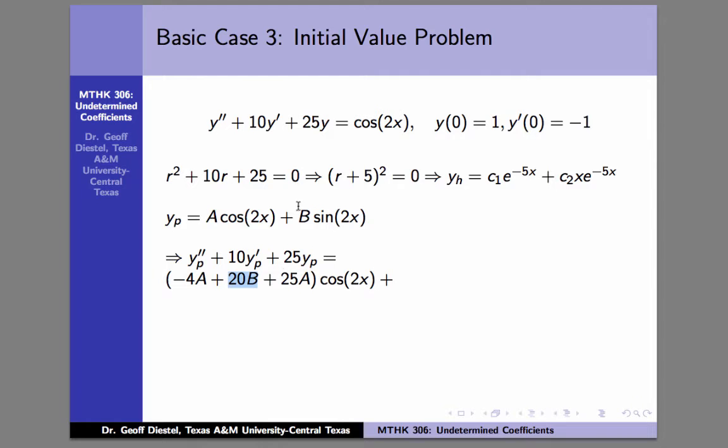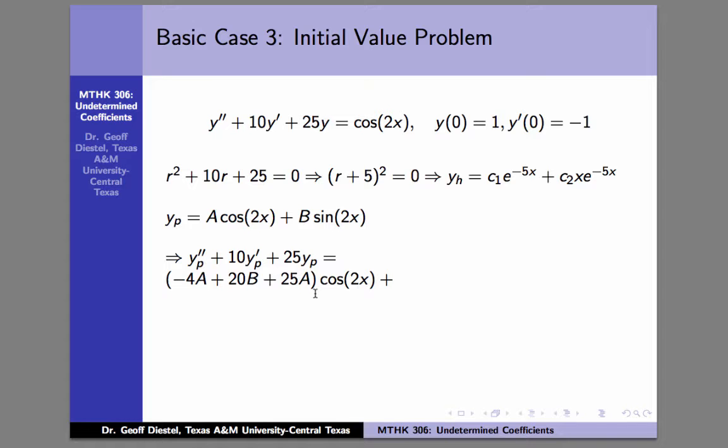And then the last place we get a cosine term is just from the 25y itself, so 25 of these, so 25a. I'm just regrouping that. So once we regroup our algebra, the cosine of 2x term has this coefficient, which we can simplify, and we will in the next step, as 21a plus 20b.